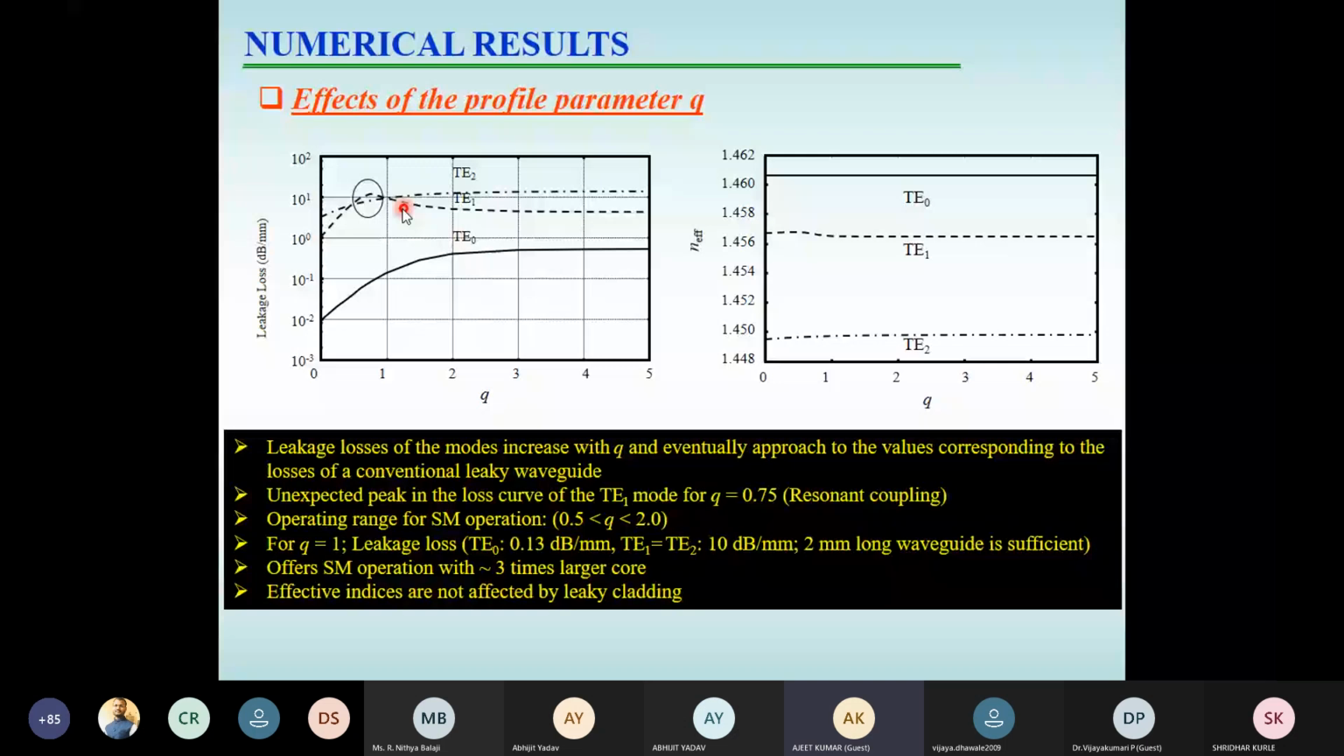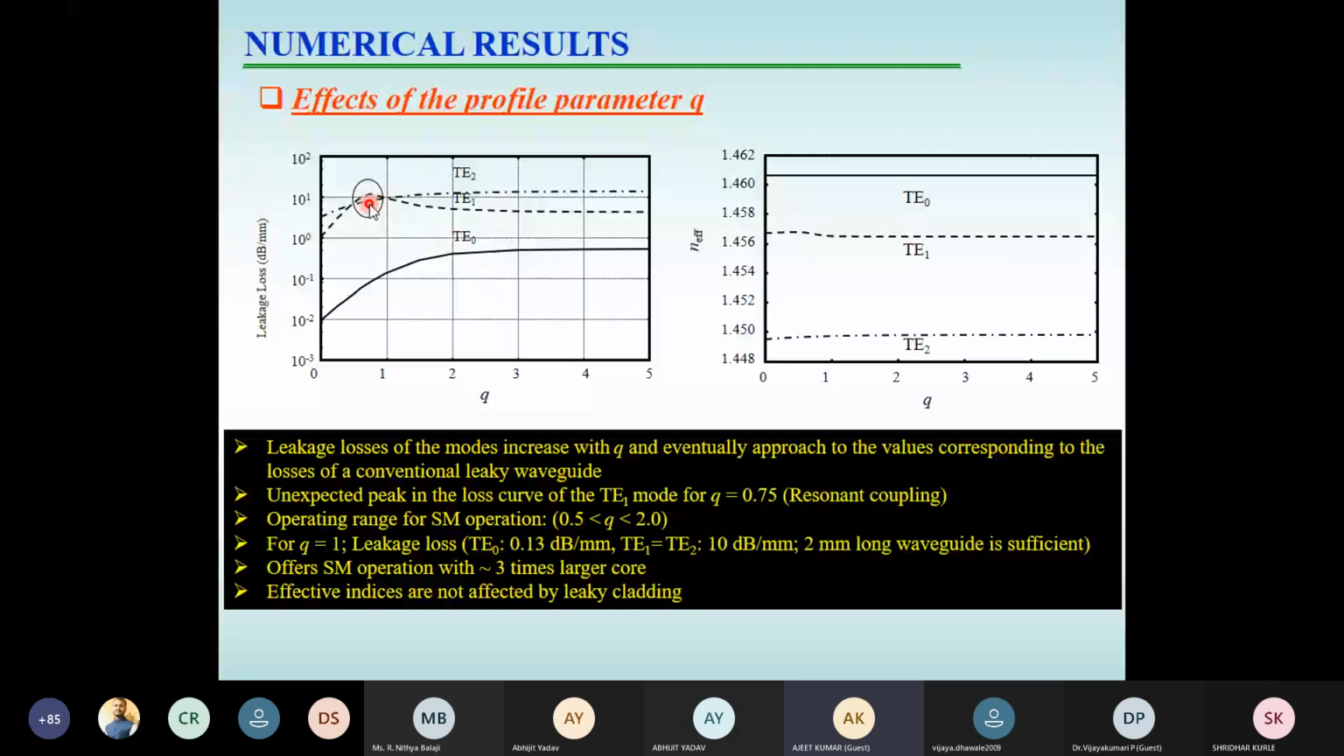This was quite unusual for us in the beginning, because what was expected was that the loss should increase with the profile parameter, but here we got one peak and then it comes down. And if you look at the next higher order mode, it is increasing and not showing any peak, but there is some region where the loss of the first higher order mode is even more than the next higher order mode. So this was not a very conventional thing which we came across.